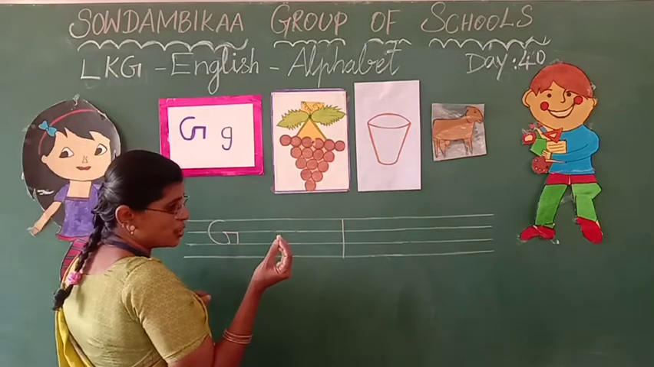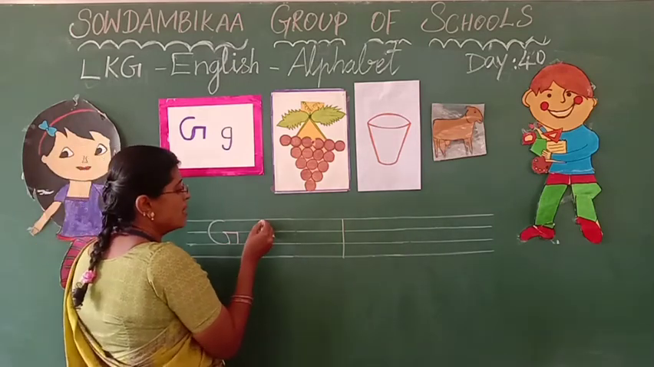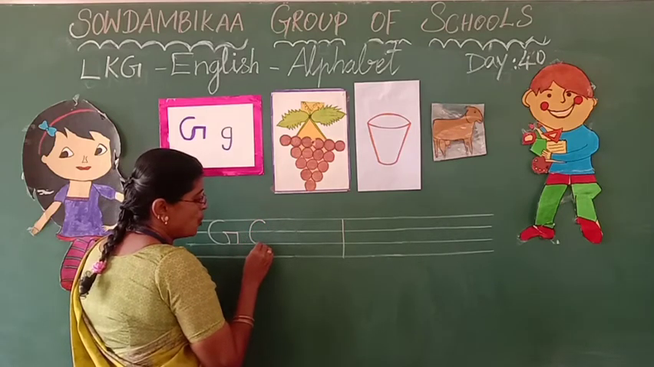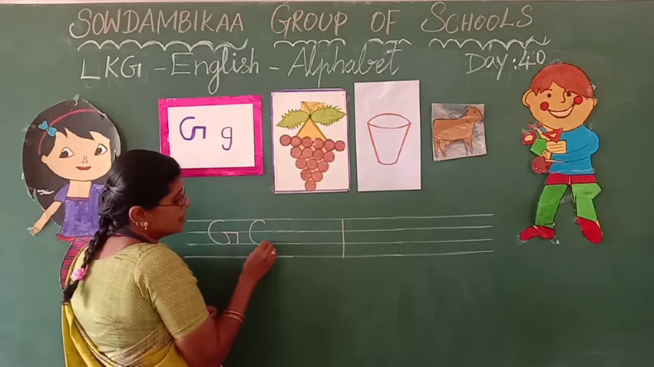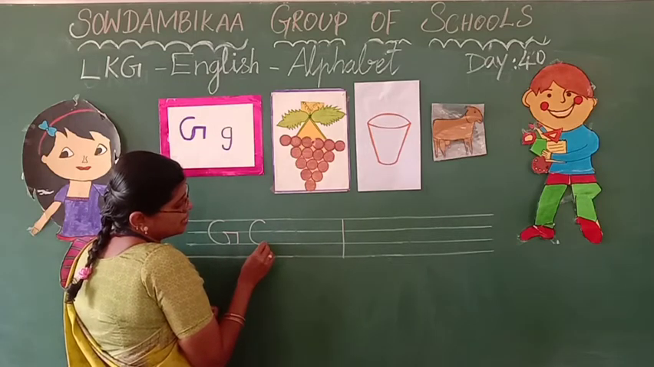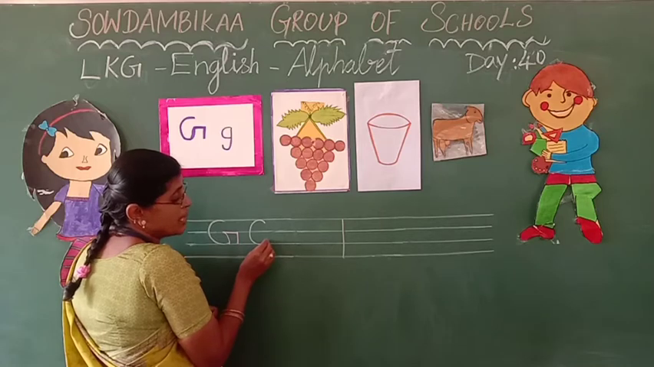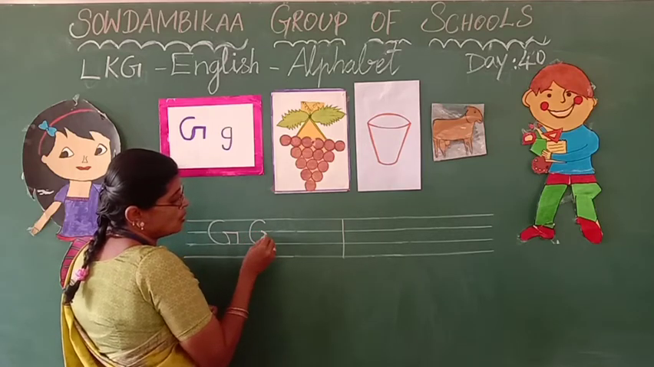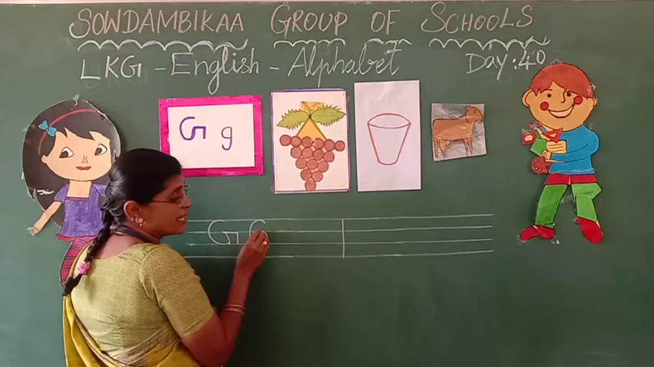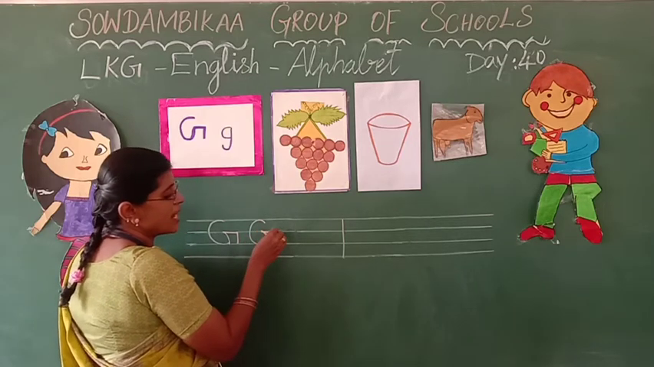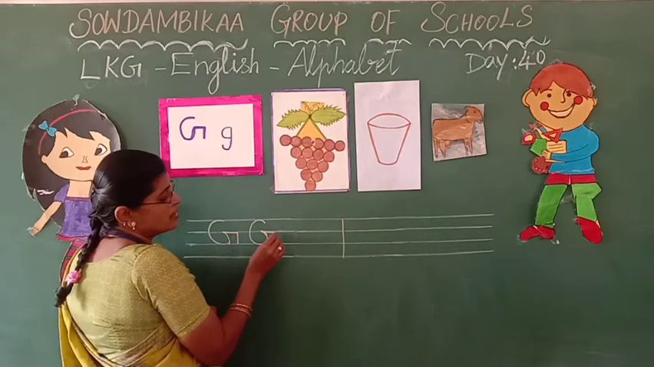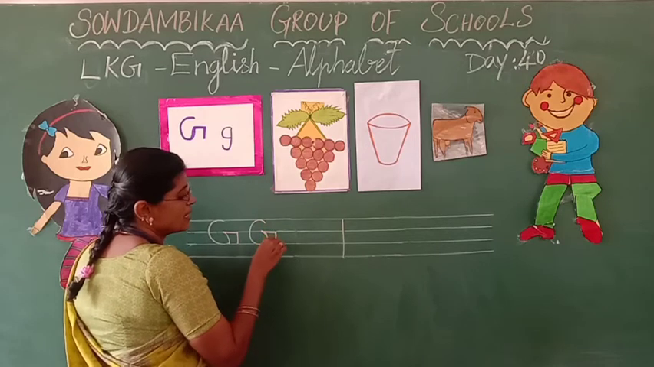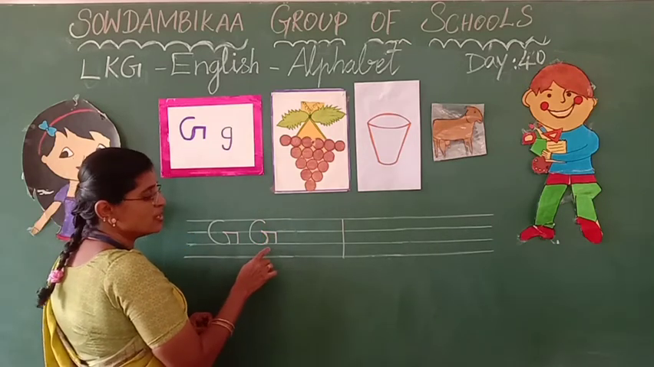Dear cuties, keep your pencil, touch the red line to third blue line. Next, third blue line to second blue line, closing curve, then join the second blue line, sleeping line, second blue line to third blue line, standing line. Capital G.